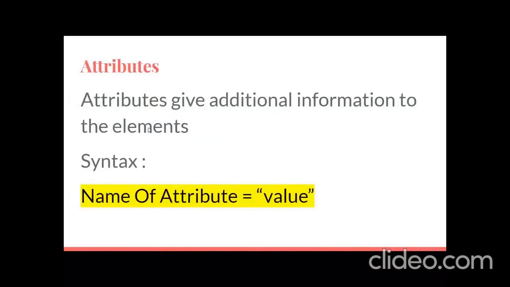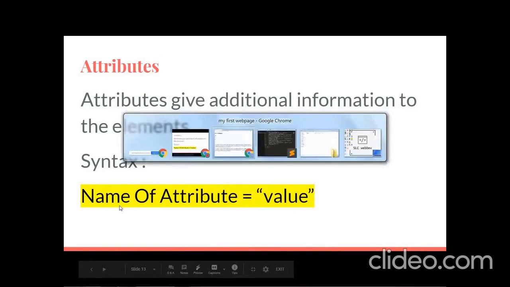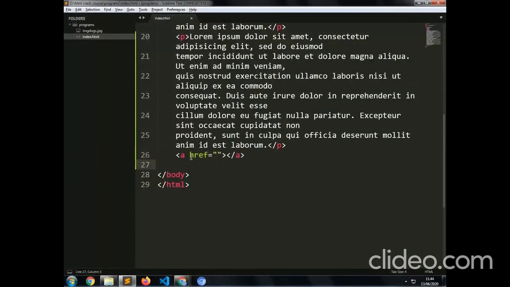Attributes give additional information to the elements. The syntax of the attribute is the name of the attribute, an equal sign, opening double quotes, the value of the attribute, closing double quotes. See, same thing.